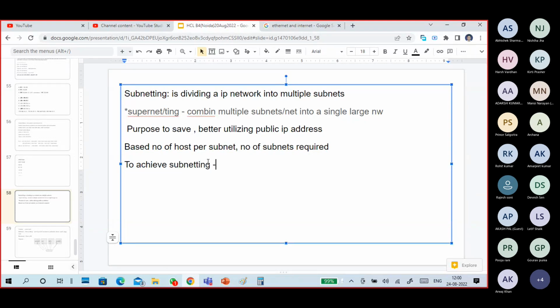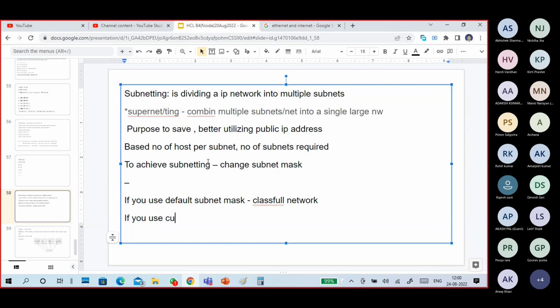subnetting, change the subnet mask. If you use the default subnet mask, it is called a classful network. If you use a customized subnet mask, it is a classless network. It means the default class will be different. It's a classful network.